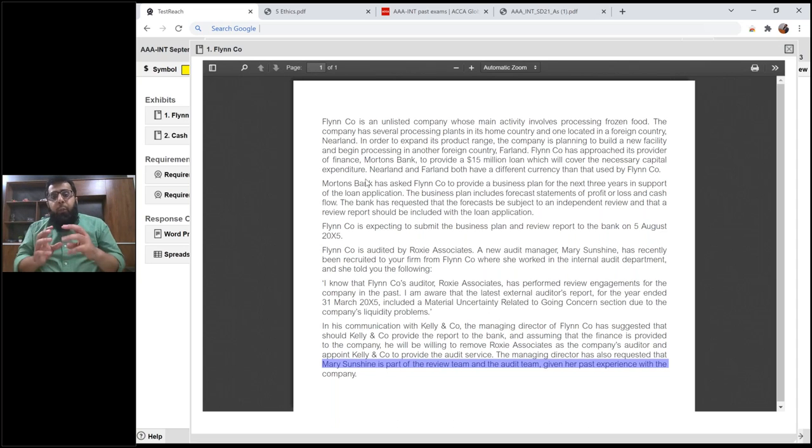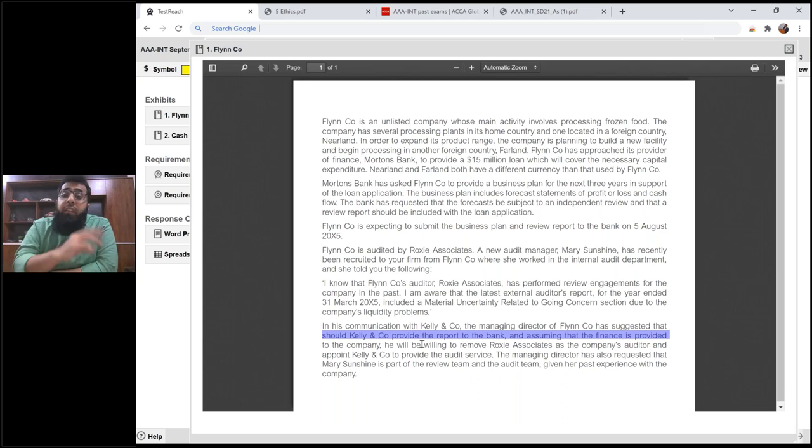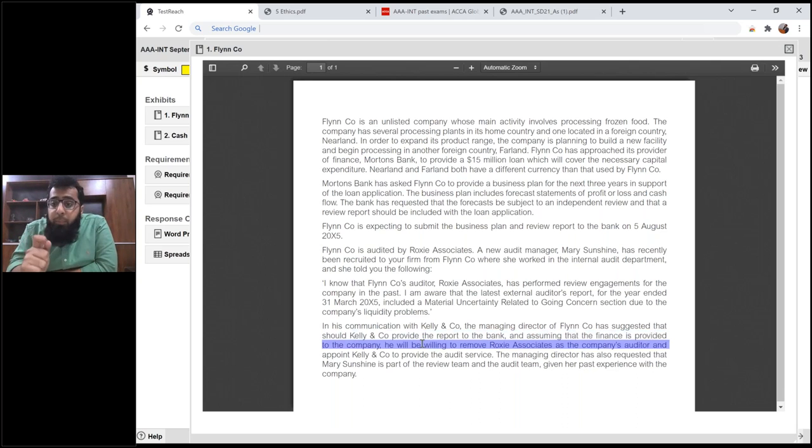Again, I will say that don't write general points, stick to the question. The first point which I would prefer covering here is self-interest. He's saying that if we provide the report and they get a loan, they will remove their previous auditor. So the first point which I will consider here is self-interest threat. The managing director of Flynn Company is offering us a self-interest. He's saying, perform the review of this engagement, and if we get the loan, we will make you our complete auditor.